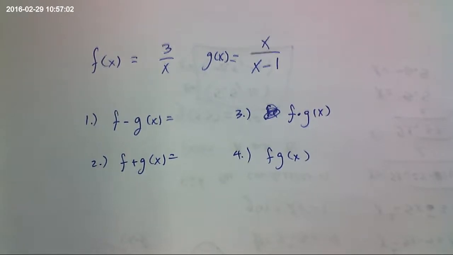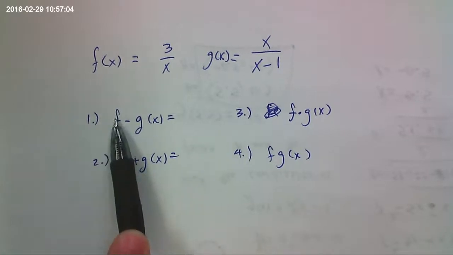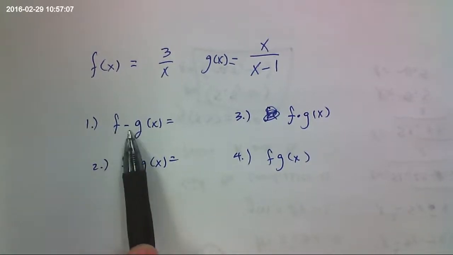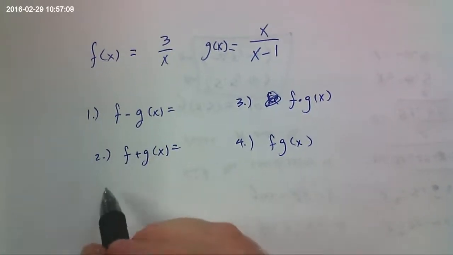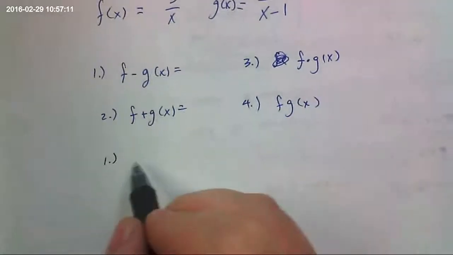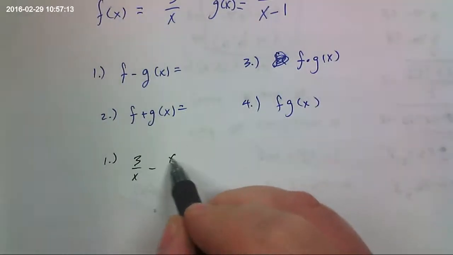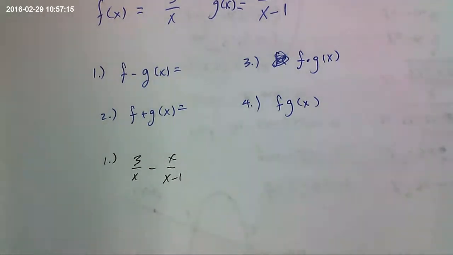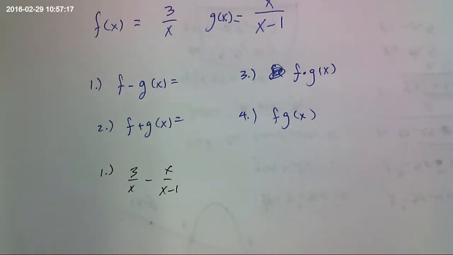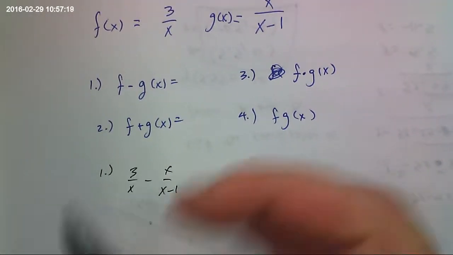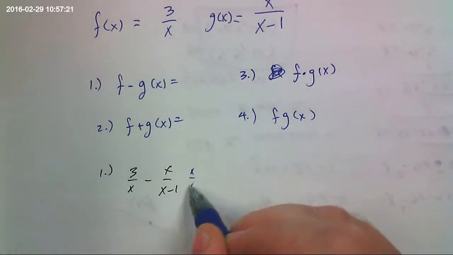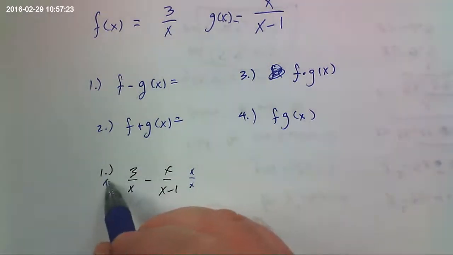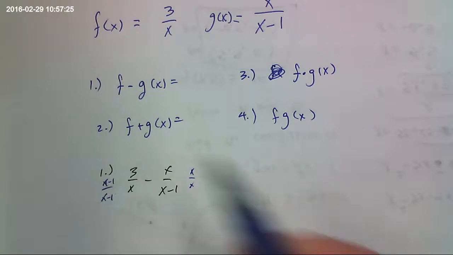So, first one says that I have to subtract, so I have to do the function f and I subtract g from it. So, number one is going to look like this: 3x minus x divided by x minus 1. Trick is I have to get a common denominator, so I'm going to multiply this side by x over x and this side by x minus 1 divided by x minus 1.